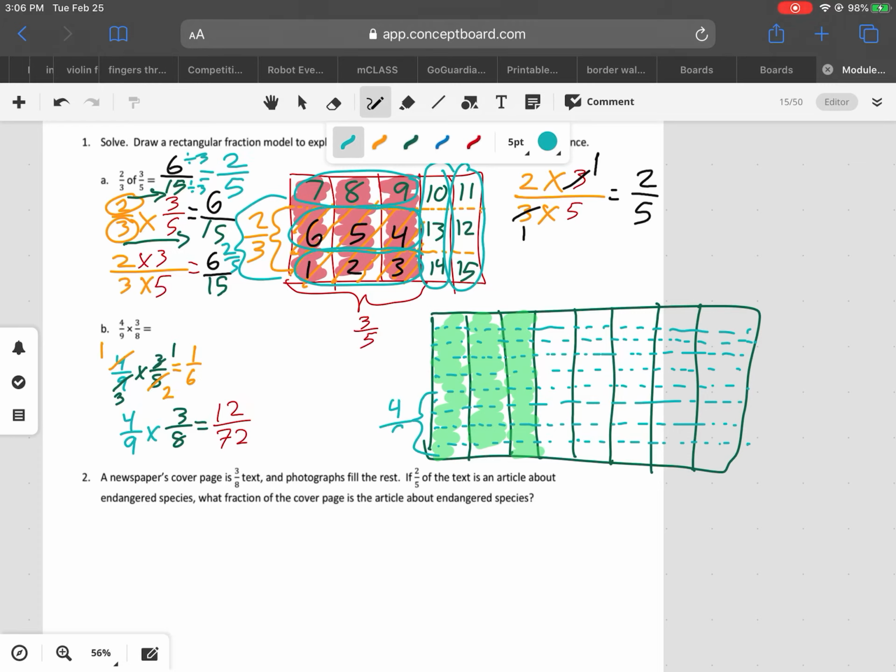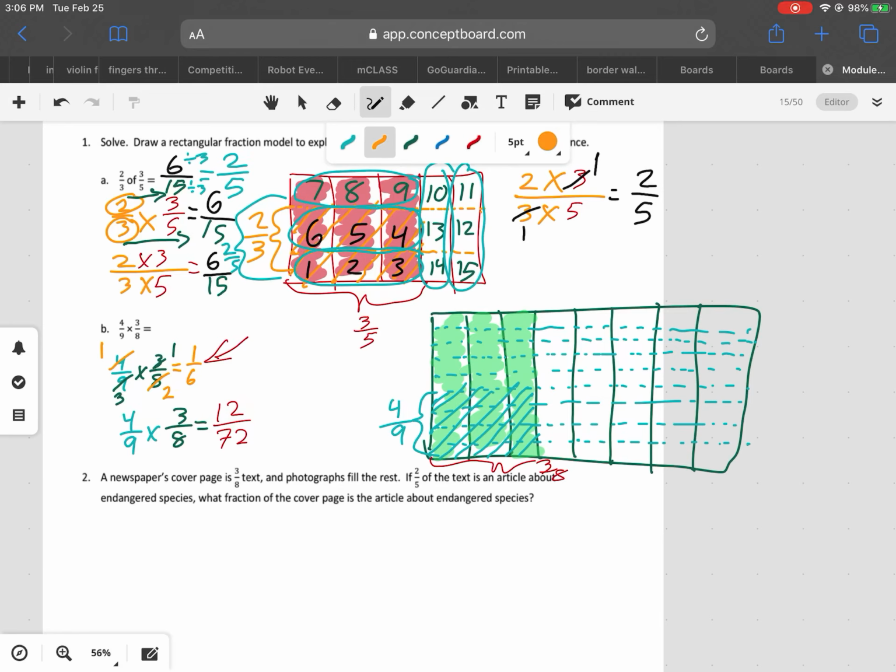Alright, and I need 4 of these to show 4/9. So I'm going to shade in, double shade. Four ninths, okay, and here's my 3/8. I write it over here, hopefully you see it. Alright, and if you count all of them, there would be 72. A lot of work. You can see hopefully that this is why this 1/6 is so much easier.